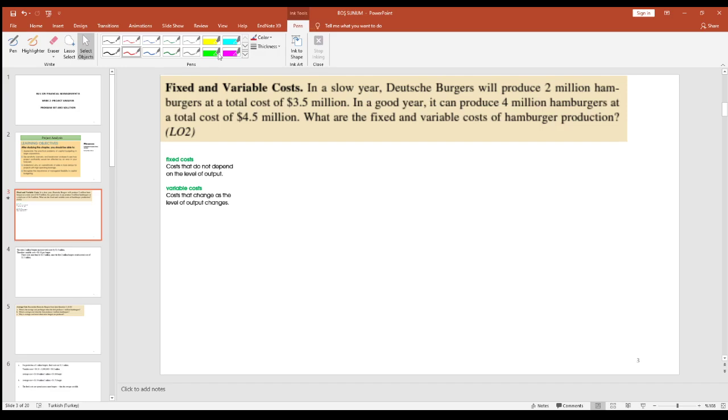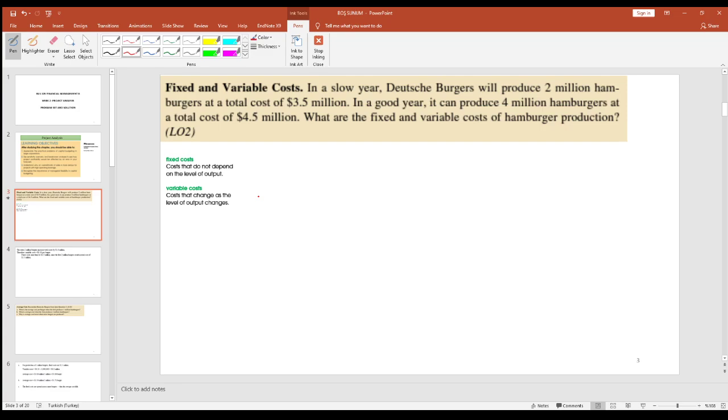Before we move on to solve the problem, it is useful to remember a couple of terms. The first one is fixed cost, the second one is variable cost. Fixed cost, remember, is costs that do not depend on the level of output. Variable cost is costs that change as the level of output changes.